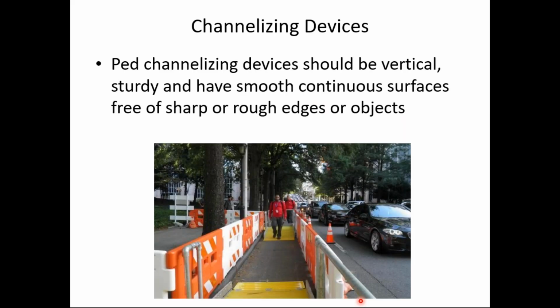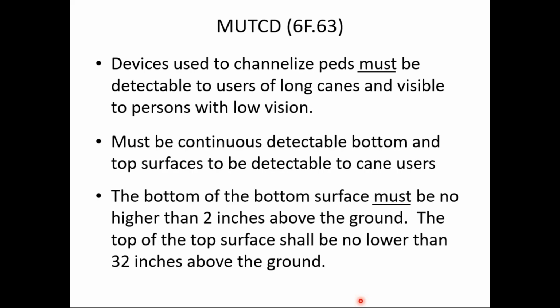So that was edging. Now let's look at channelizing devices. These are vertical, sturdy, and have a smooth, continuous surface, free of sharp or rough edges or objects, for what I talked about last time, or what I called hand trailing. So let's look at these devices in a little more detail.